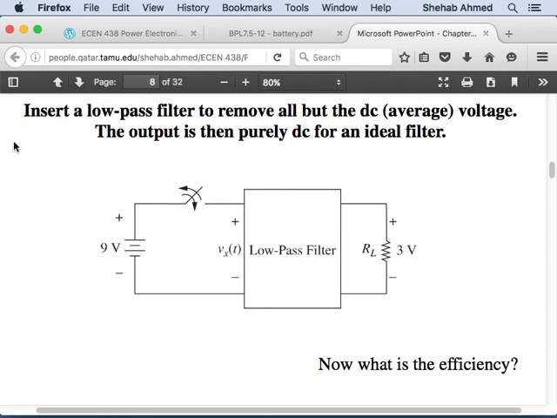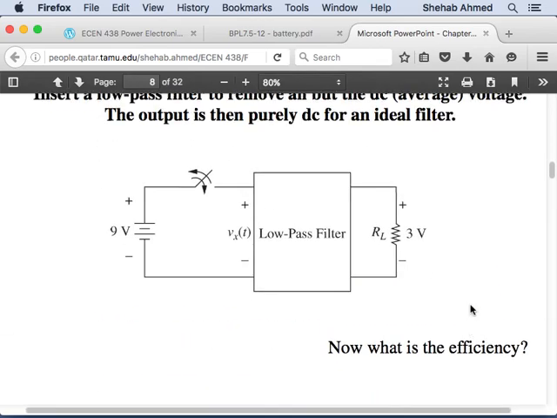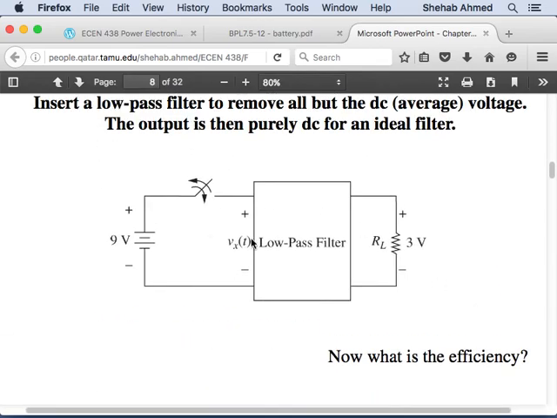So we have a few minutes, two or three minutes. Filters are very important. We'll talk a lot about filters.